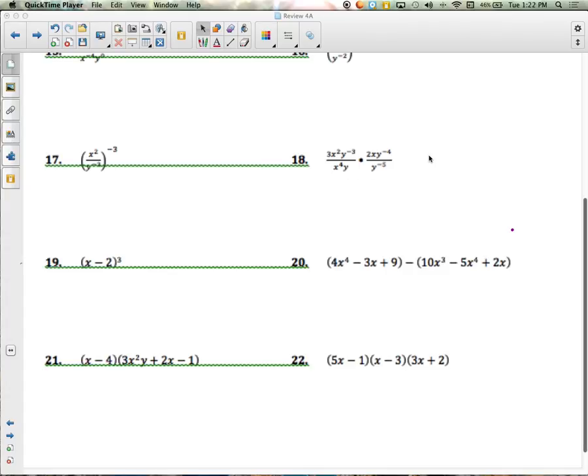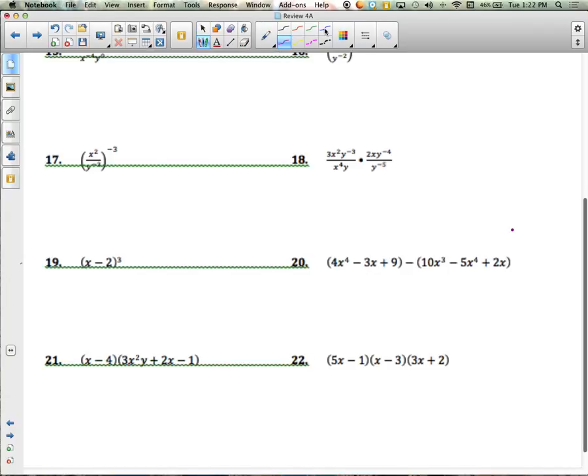Question number 19, we have (x − 2) cubed. Again, this problem is different from what we've seen before because there's a subtraction sign. Because of that, I can't distribute the exponent. So this is really saying take x − 2 and multiply it times itself 3 times.